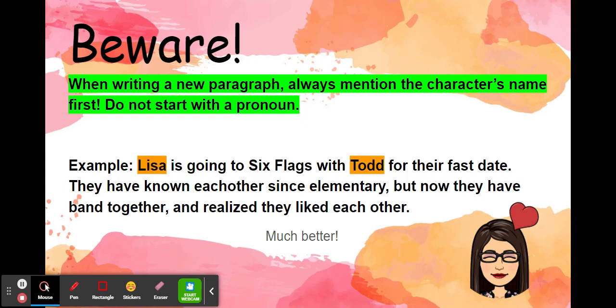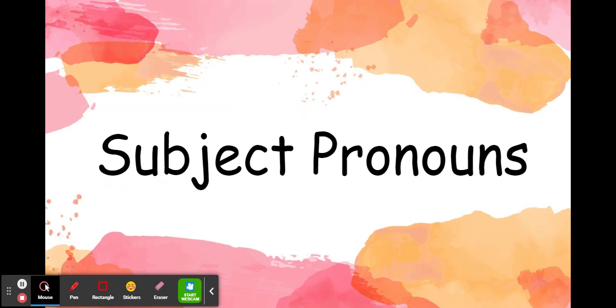Lisa's going to Six Flags with Todd for their first date. After that, I don't mention their names anymore. They have known each other since elementary, but now they have band together and realize they liked each other. There we go. First line always has your names, your locations, no pronouns. Okay, so go ahead and there will be audio on your assignment.